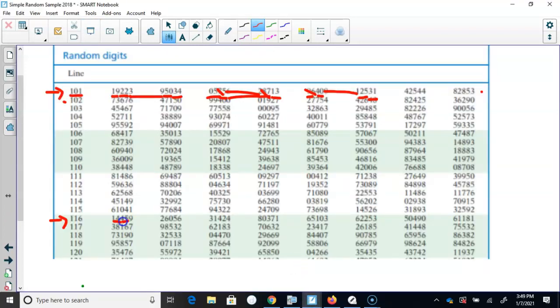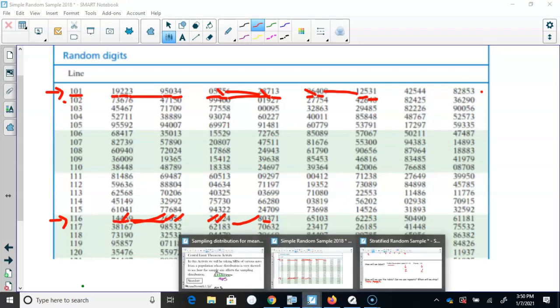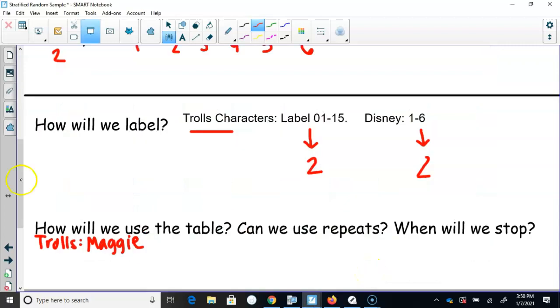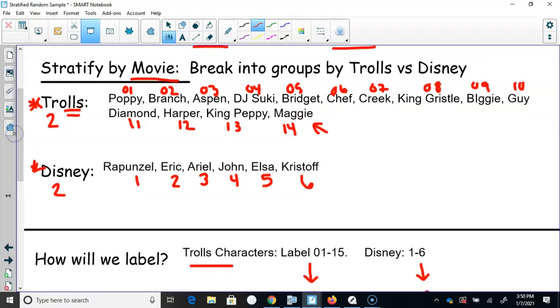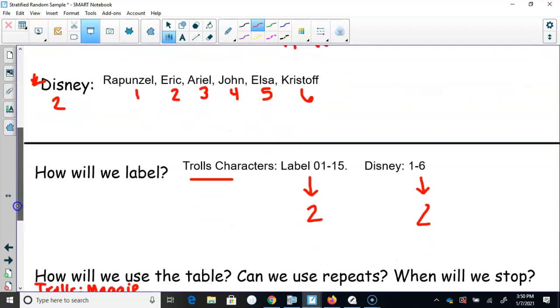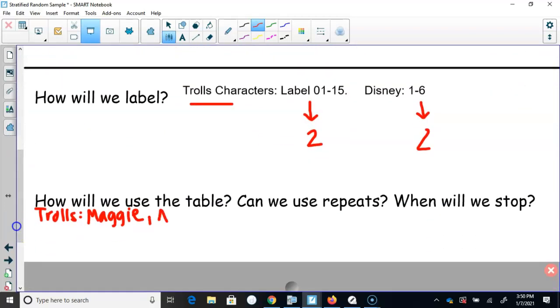My next one I have is 45. Well, my Trolls are only labeled 0, 1 to 14, so I have to cross it off. 92, there's no 92 Troll. 60, keep crossing. 56. 31, 42, 48, but 3, bingo, we're in luck. 0, 3, ladies and gentlemen. If I look at my characters, I do have someone labeled 3, and that's Aspen, okay? So Aspen is also going to be part of my sample.